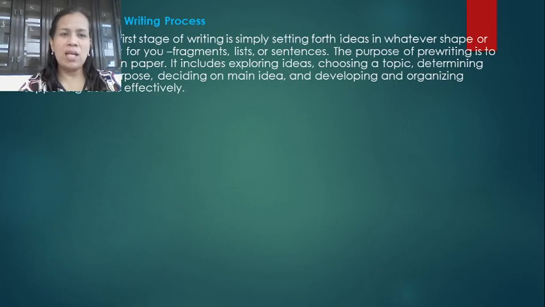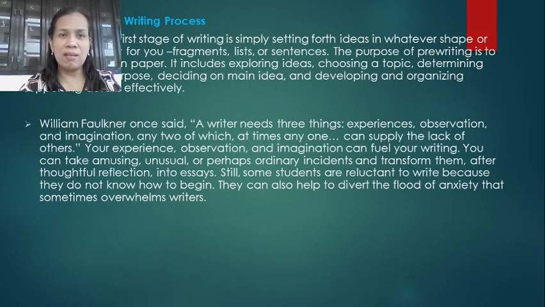So that's what I usually do before I write a certain article. It includes exploring ideas, choosing a topic, determining audience and purpose, deciding on the main idea, and developing, organizing, and supporting details effectively. That is really useful. According to William Faulkner, a writer needs three things: experiences, observation, and imagination. Any two, which at times anyone can supply the lack of the others.